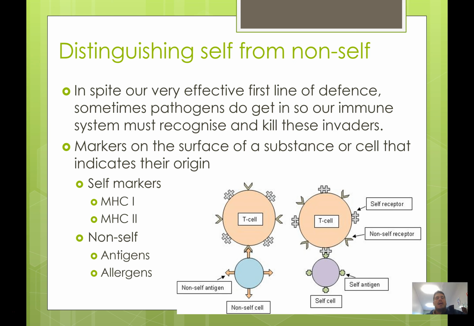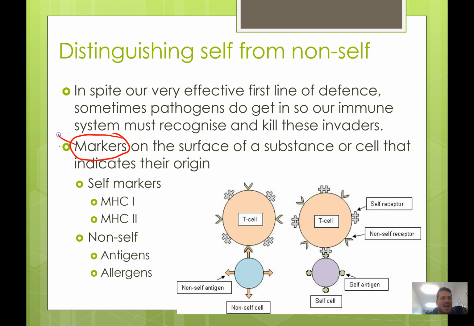So the last thing we're going to talk about is how our bodies distinguish self from non-self. In spite of having a very, very effective first line of defense, which does a fantastic job, sometimes pathogens do get in. So it's important our bodies can recognize and kill these invaders, which is what we're going to talk about next time. But how we recognize these invaders is through markers.